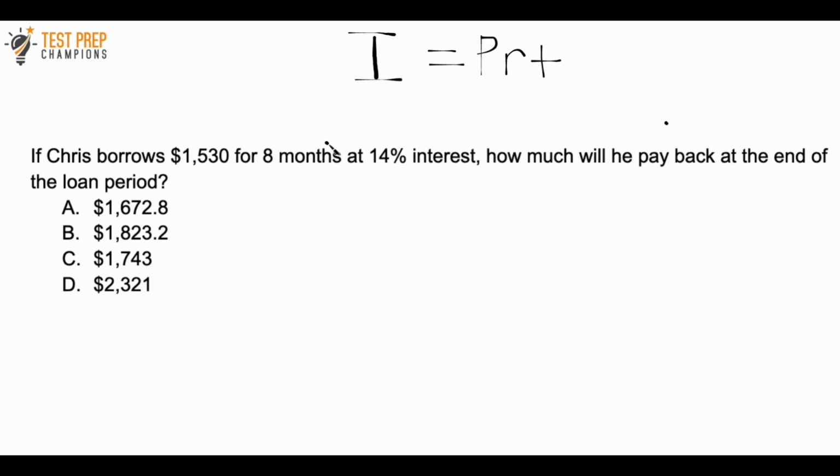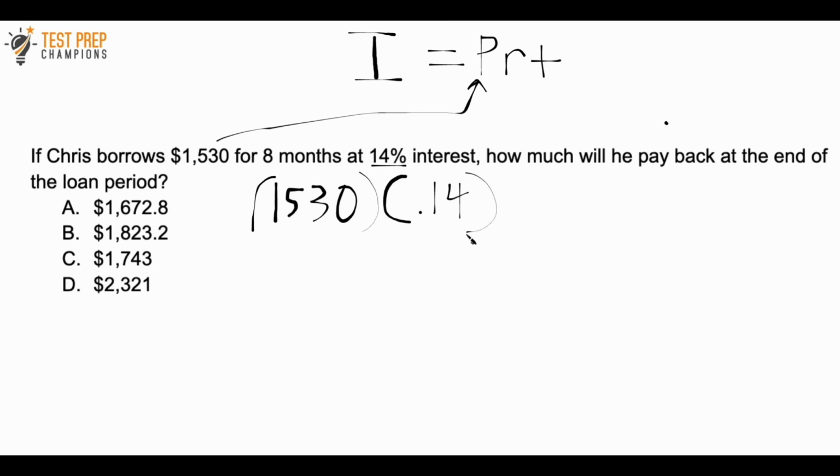So let's use the formula for simple interest here to guide us. And of course, you won't have to memorize this for your test. It will be on the formula sheet that they'll give you when you go to take the test. But anyway, the principal here is 1,530. So it says if Chris borrows 1,530, and that's the principal here. So what about the rate? Well, it says 14% interest, and we want to write the rate as a decimal. So 14% as a decimal is 0.14.